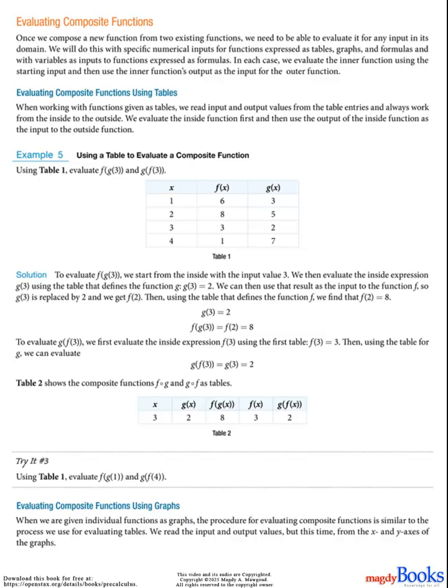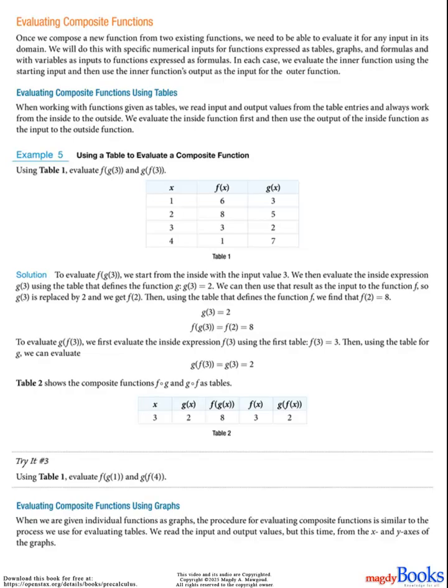A. Evaluating composite functions using tables. When working with functions given as tables, we read input and output values from the table entries and always work from the inside to the outside. We evaluate the inside function first, and then use the output of the inside function as the input to the outside function. Example 5. Using a table to evaluate a composite function.